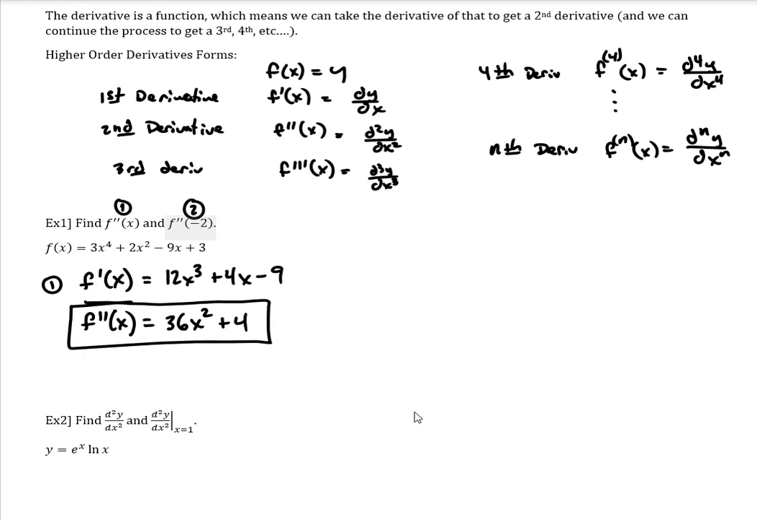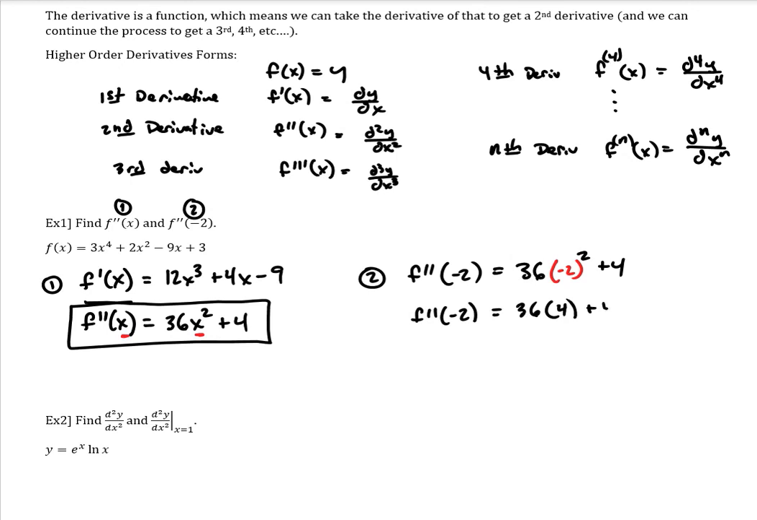And then for the second portion, let's do f double prime of negative 2. Well, that is, evaluate this function just like we would any other function. It's just telling you to put negative 2 into that. So we'd have 36 times negative 2 squared, plus 4. And then it's just order of operations. So f double prime of negative 2 is 36 times negative 2 squared, which is positive 4, plus 4. And then continue simplifying. 36 times 4 is 144, and then plus 4 makes that 148.